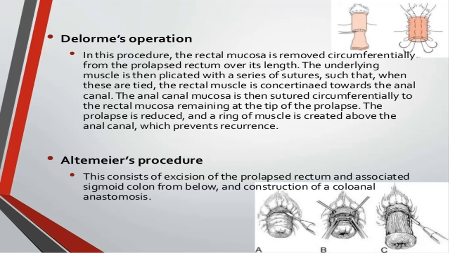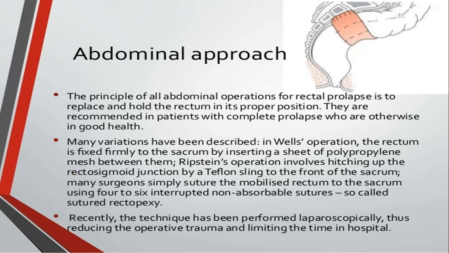In Altemeier's position, you have to excise the whole rectum along with part of the sigmoid, not all of it, just the involved part of the sigmoid. That is called Altemeier's procedure. The abdominal approach is simple if you are applying sutures.